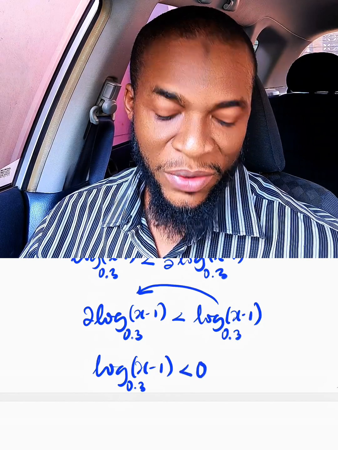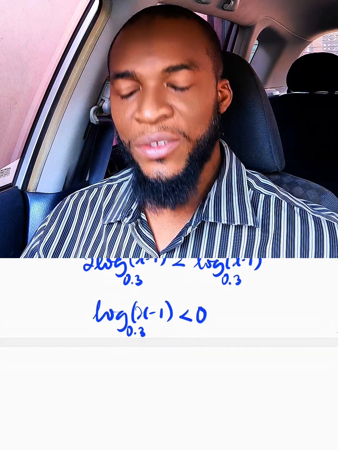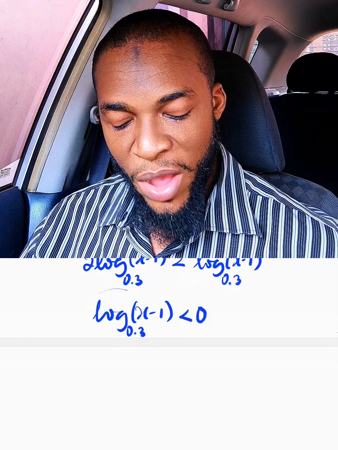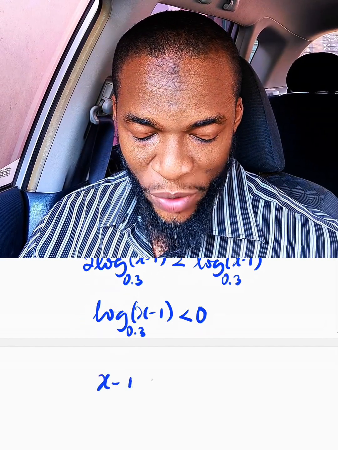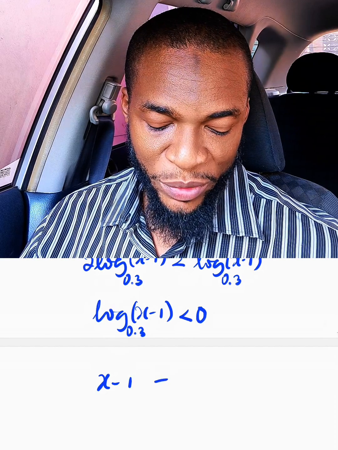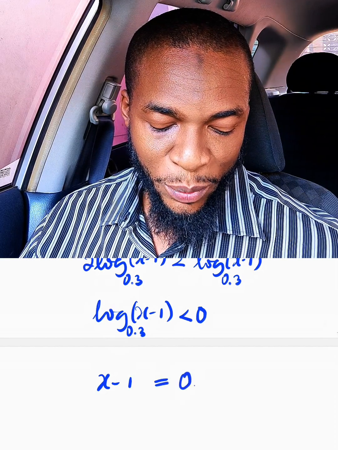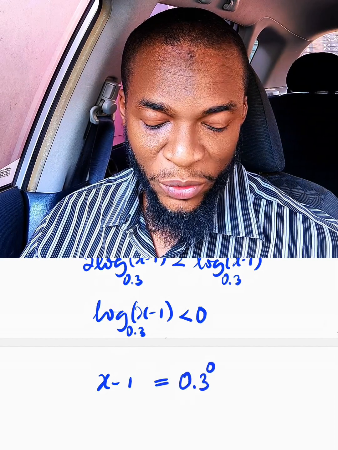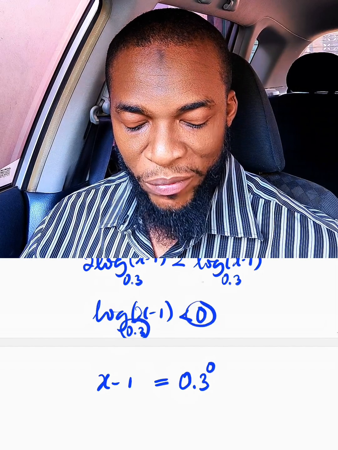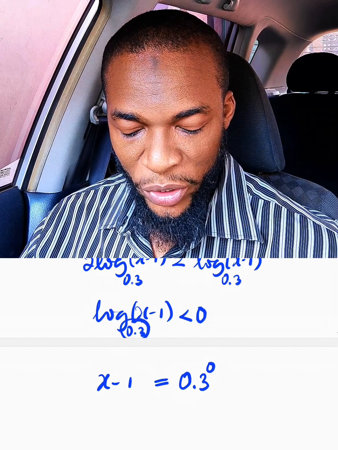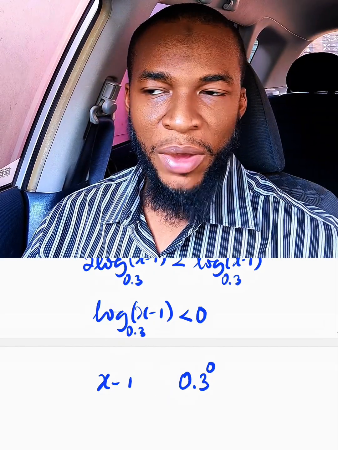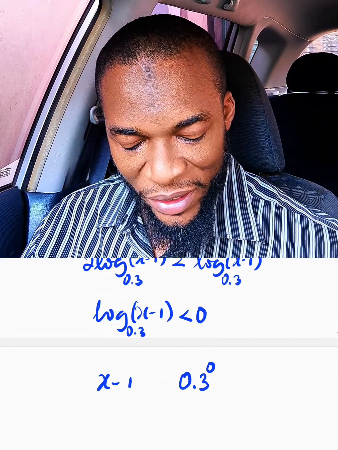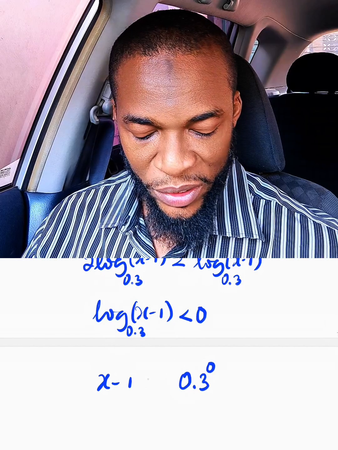less than 0. But another thing you should remember, if you have an inequality like this, x minus 1, if it were an equation, it would be equal to what? 0.3 to the power of 0, right? This base to the power of this will be the argument. But remember that this is not an equation. It has to be an inequality. So is it going to be less than? No, it is going to be greater than.